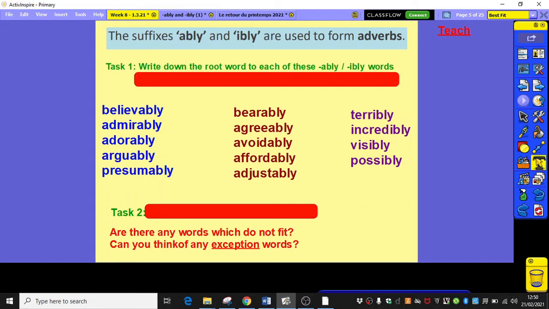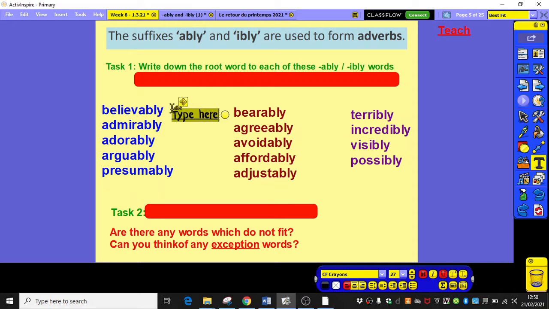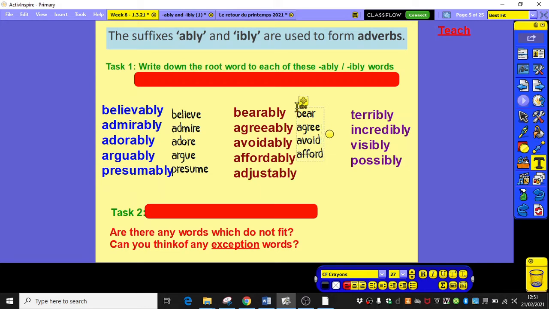Okay, I'm assuming you've had a go at that now. Let's have a look, shall we, and see if we can write the root word for each one. So the first one is, of course, believe. Then it's admire, adore, argue, presume. Okay, excellent. And then the next row we have bear, agree, avoid, afford, and adjust. Those are the root words. Those are the easier two columns.